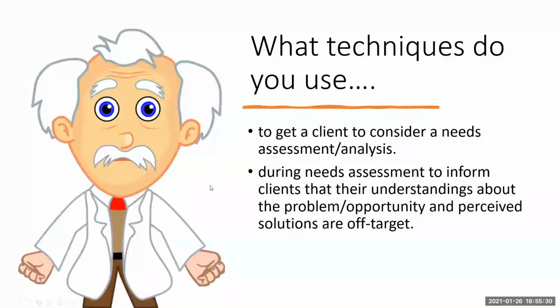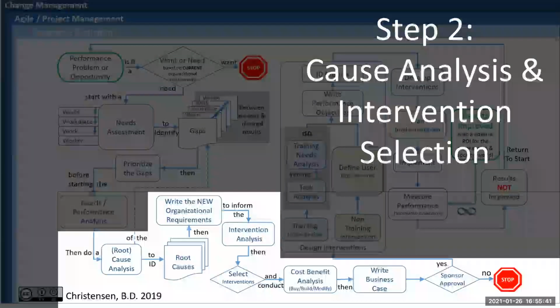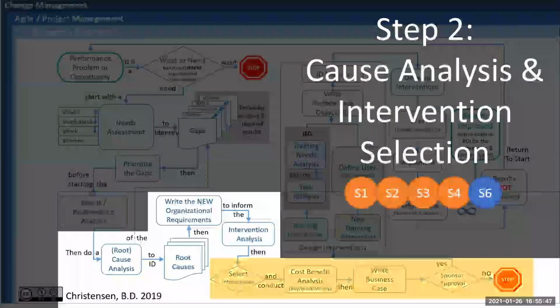Okay, so the next step in the process, and we're going to go through these a little quicker so we have some time to do questions and answers at the end. So the second step is cause analysis and intervention selection. This is standards 1 to 4 again, and standard 6, determining the cause.